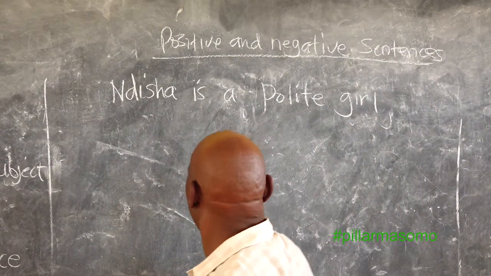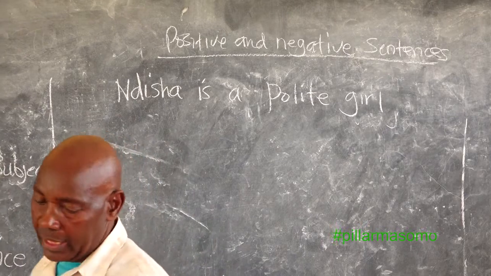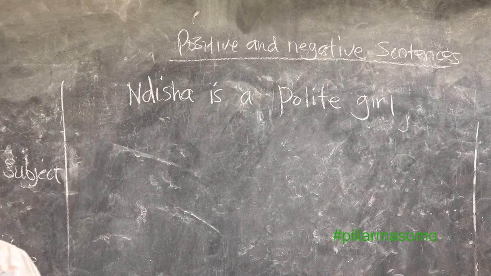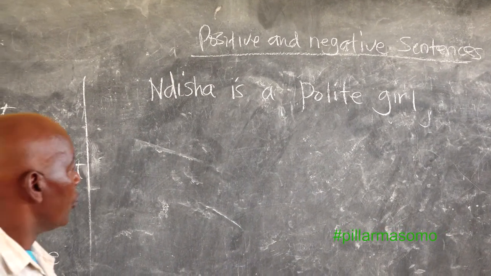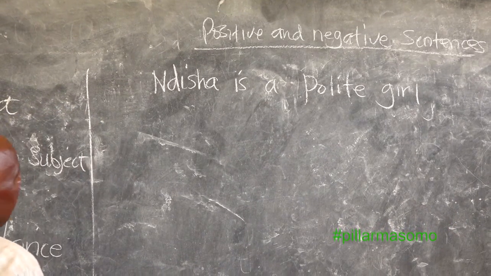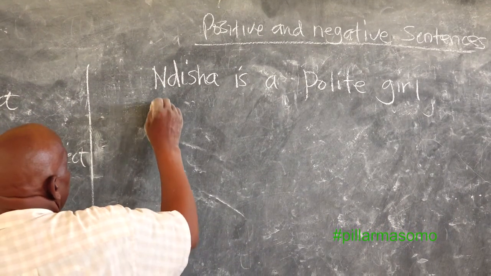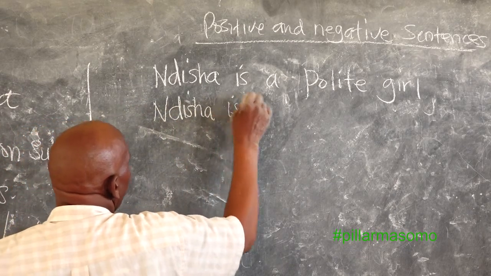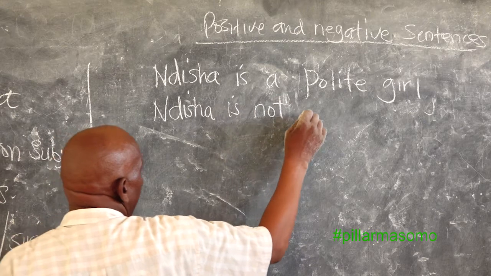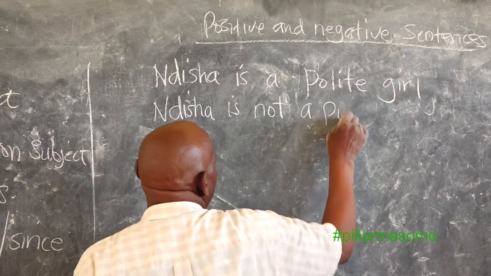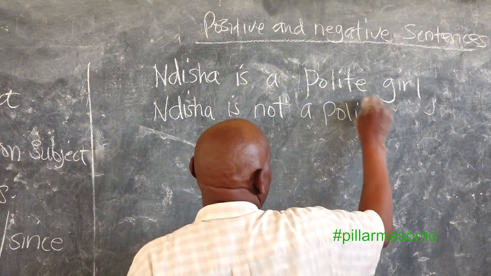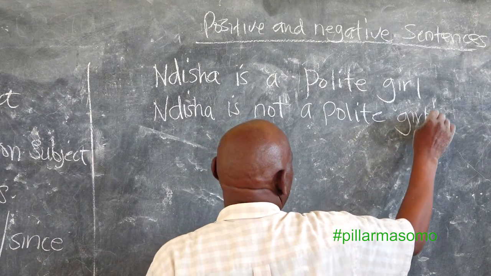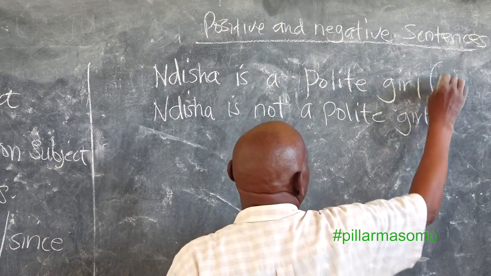Disha is a polite guy. That sentence is positive. So, the second sentence to read: Disha is not a polite guy. So this one is positive.